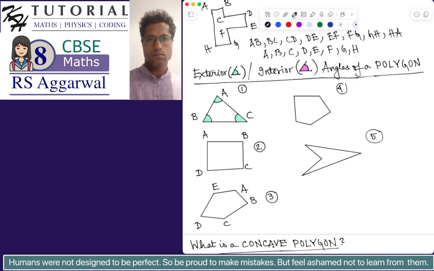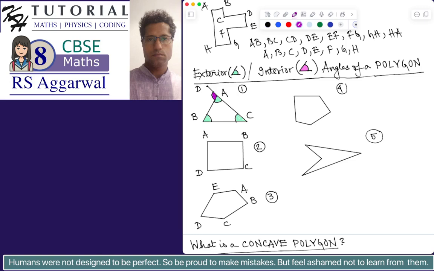So we extend one side. Let's say I am extending the side AC like this to the point D. So this is one exterior angle. I've extended the side AC to the point D, and that's now the straight line DC. Whatever angle BA is making, the line segment BA is incident on the line segment DC, and this angle is one exterior angle.